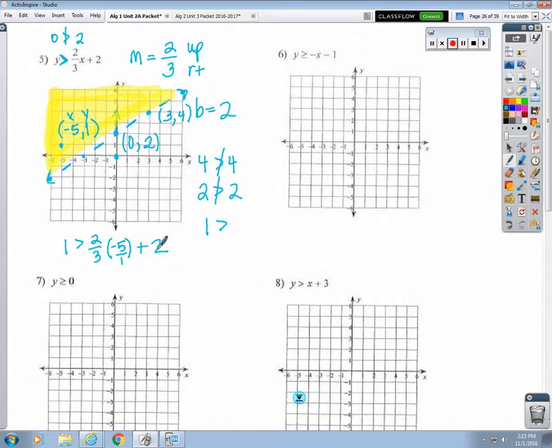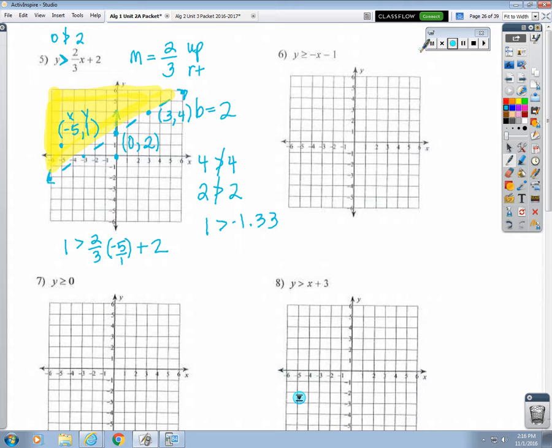Well, you got to remember to add the 2. Did you add the 2? It should be negative 1 point something, because you're adding 2 to the negative 3. Okay. So is 1 greater than negative 1.33? Yes. And that it worked because the point was in our solution area, our shaded area.